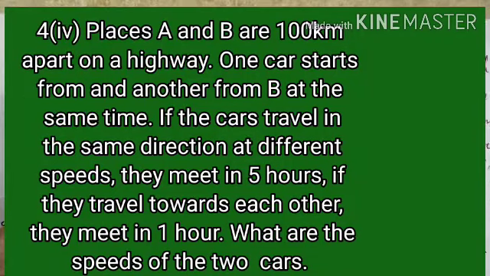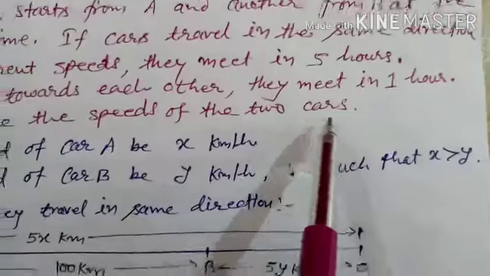Fourth part of fourth question. Places A and B are 100 km apart on a highway. One car starts from A and another car starts from B at the same time. If the cars travel in the same direction with different speeds, they meet in 5 hours. If they travel towards each other, they meet in 1 hour. What are the speeds of these two cars?